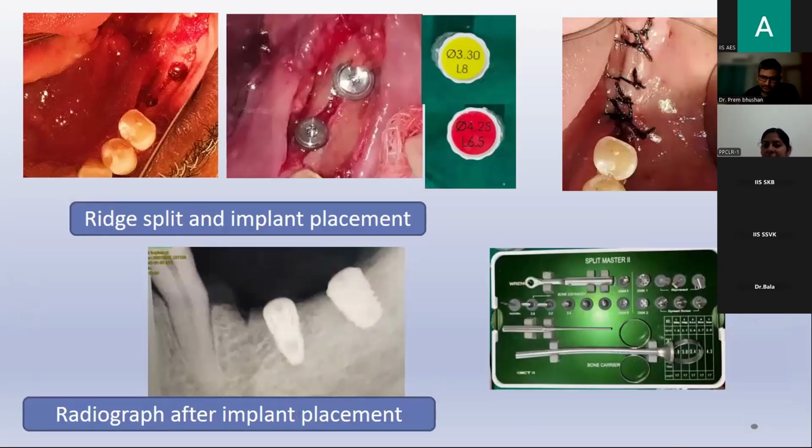After the osteotomy preparation, horizontal crestal ridge split was done using the saw disc 1 from the Split Master 2 kit, connecting the two osteotomy sites. Later, a stress relief vertical cut was given 3 mm mesial and distal to the osteotomy site. The ridge was expanded using chisel and spreaders, and then simultaneously the implant was placed. Implant sizes of 3.3 mm and 4.25 mm were placed. Suturing was done. This is the radiograph after implant placement.